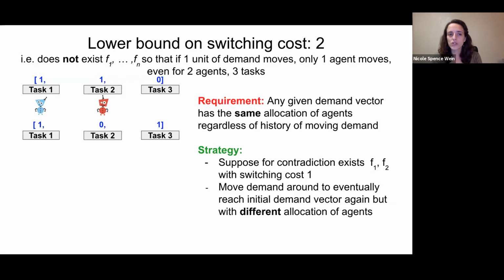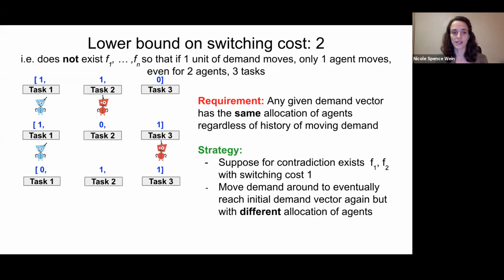just because we're assuming that our switching cost is 1. So we're moving 1 unit of demand and we have to move only 1 agent. Our only choice is to move the red one. So this is going to be our allocation. And then we're going to do this again. We're going to move a unit of demand from task 1 to task 2.